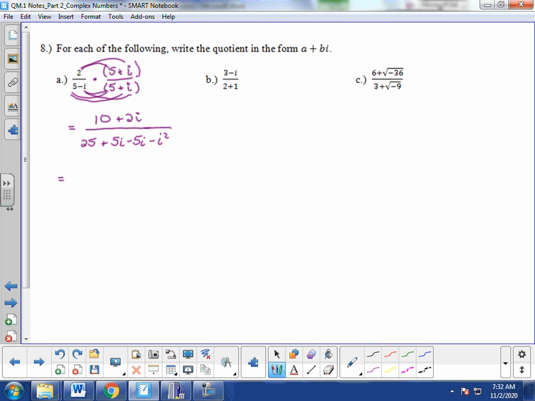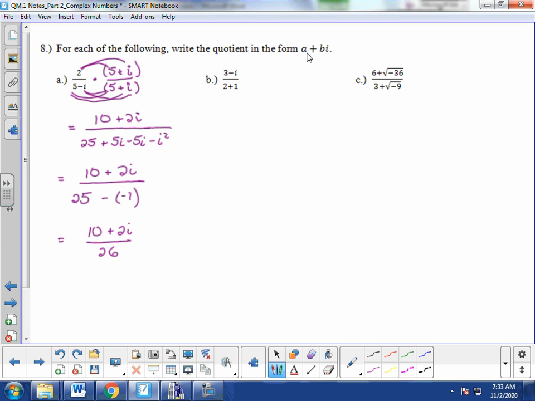So now if I look in that denominator, I can simplify that denominator. The numerator is going to stay the same. I'm going to have 25. 5i minus 5i would just become 0. Negative i squared is negative 1. So basically the denominator is 25 plus 1, which is 26.